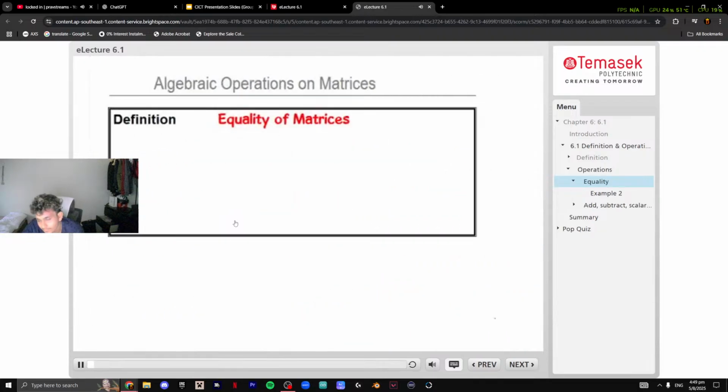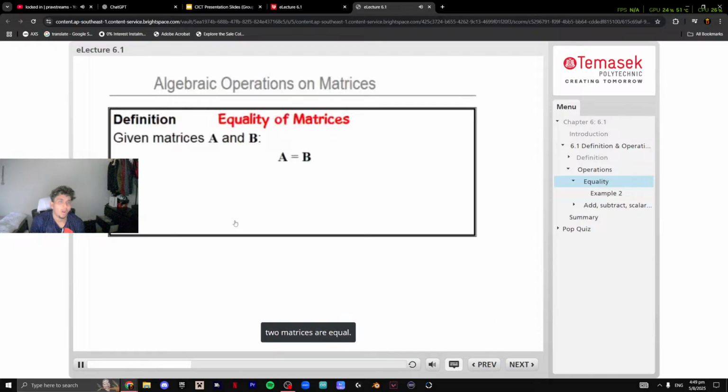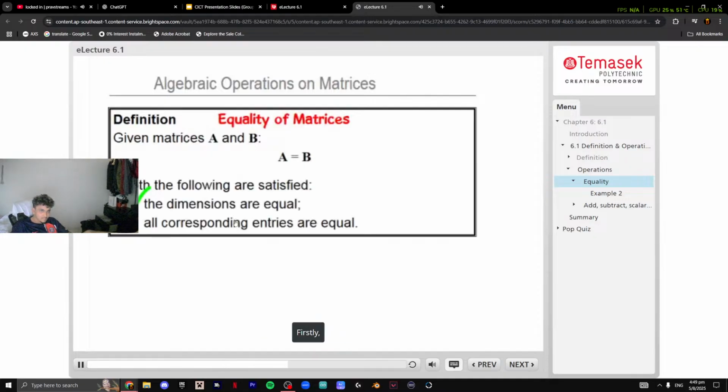Next, we want to define what it means when we say that two matrices are equal. For example, A equals B. Well, it means two things. Firstly, the dimensions are equal. And secondly, all the corresponding entries are equal.